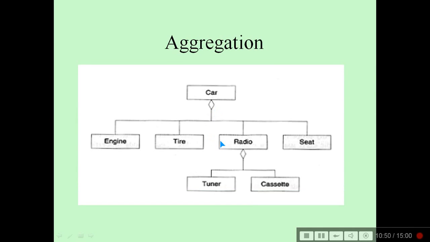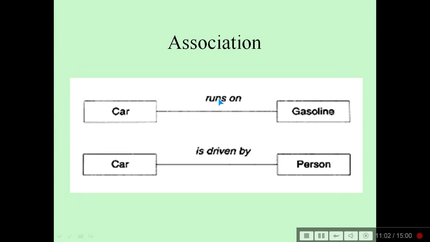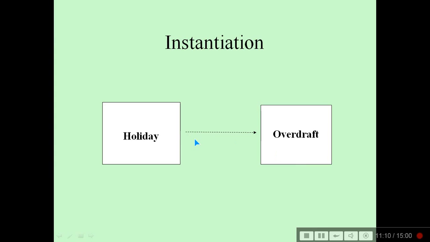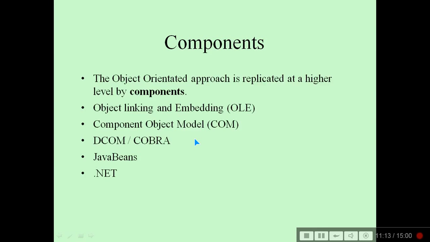Aggregation means, see this symbol, you can see that there is aggregation. A tuner and cassette are in a radio, and these are all in a car. An association: car runs on gasoline, car is driven by a person. Then instantiation, holiday, overdrafting holiday.